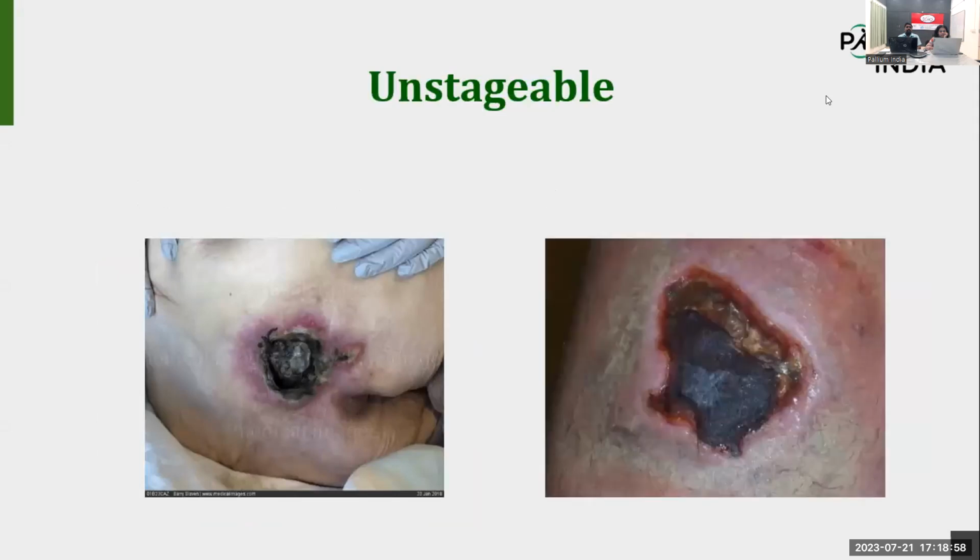Then this one is the unstageable or stage 5. In unstageable or 5th stage, there is slough or eschar. Eschar will be covering the wound superficially. So there are 2 types of eschar. The first one, we can call it a protective layer.